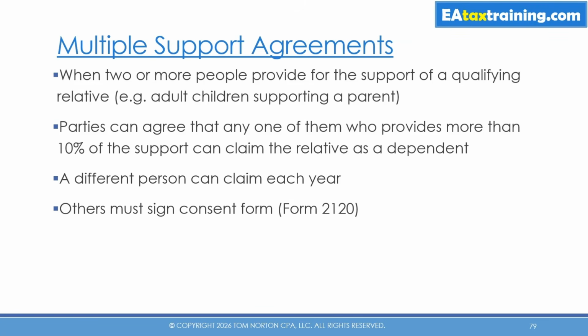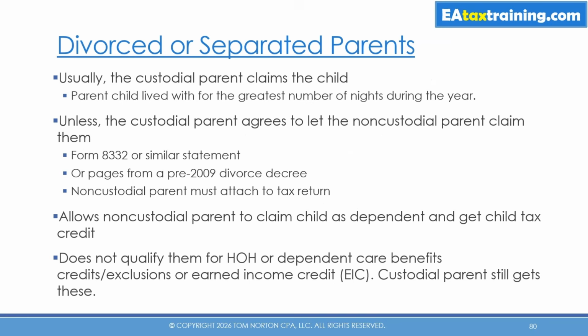So what the kids can do is they can agree that, okay, one year, one of the kids takes mom as a dependent, the next year, another one, and next year, the third one, and go back the next year to the first one. They can rotate it, or they can just agree that it'll be one of the kids who takes her as a dependent, or two of the kids. Whatever they agree to is fine. The IRS will follow that, but the others have to sign this consent form, this Form 2120, saying that they understand that the other person is going to be taking the dependent. So that's what a multiple support agreement is.